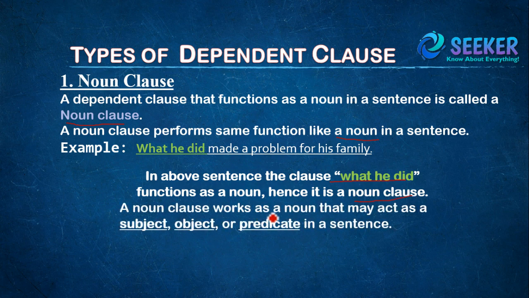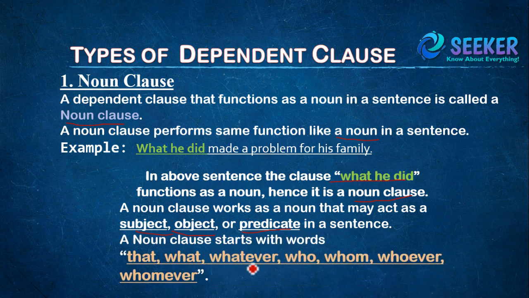A noun clause works as a noun that may act as a subject, object, or a predicate in a sentence. Now let's see how it works. And these also start with words like that, what, whatever, who, whomever, and whoever, etc.